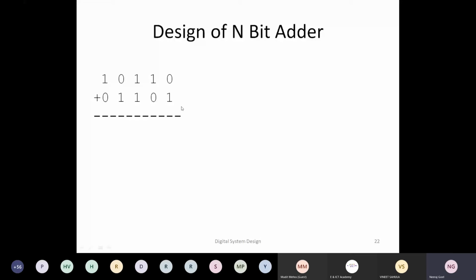So we'll first add 0 and 1, and the output would be 1. Similarly, then we add 1 and 0, and again the output is 1. But when we are adding 1 and 1 in binary, it becomes 1, 0. So that means 1 is a carry, 0 is the output. So I will write 0 here and 1 here, which is a carry.